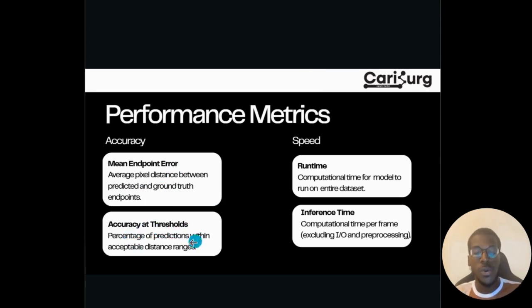Then we looked at the accuracy at thresholds, and this is the percentage of predictions within acceptable distance ranges. So we understand that there might be some error, right? And so we create a boundary, let's say 16 pixels, and we say if the predicted value is within 16 pixels of the actual endpoint, then we count it as correct. And the higher this figure is, the better the model is performing. In terms of speed, we looked at runtime, which is just the computational time for the model to run on the entire STIR dataset, and the inference time, which is computational time per frame, excluding any input or output and pre-processing. Right.